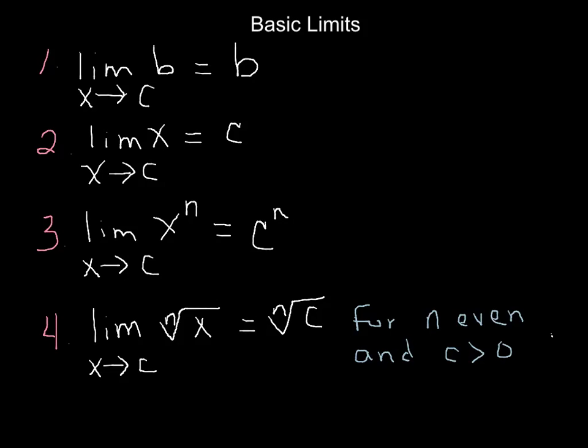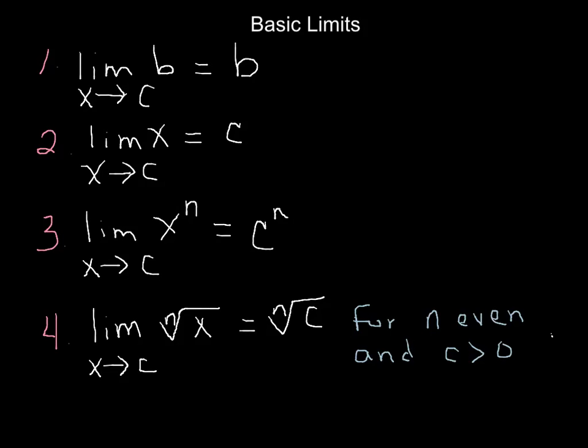Okay, continuing to look at some basic limits here. Number one, the limit of b as x approaches c is equal to b. B is just a constant, so the limit of a constant as x approaches anything is still going to be that constant. Number two, the limit of x as x approaches c is just the value of c.